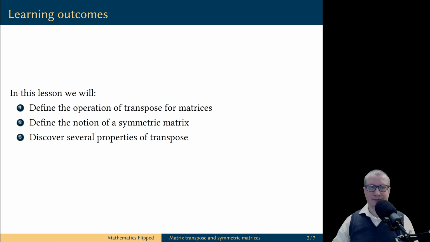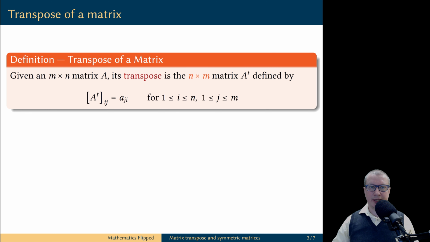Let's get started. Given an m by n matrix A, its transpose is the n by m matrix, and this new matrix is defined as follows. The entry in position ij of the transposed matrix is the entry in position ji of the original matrix.